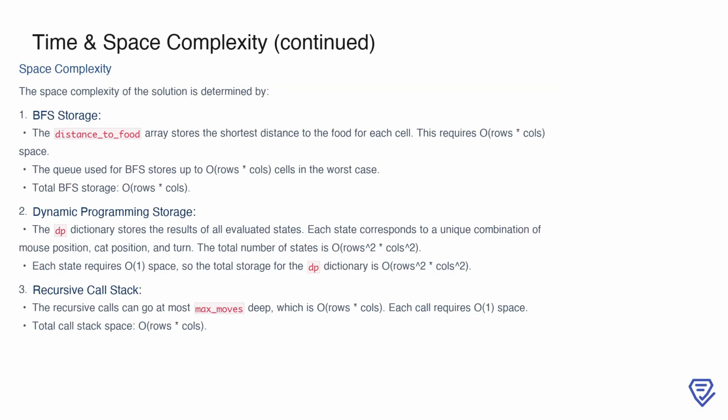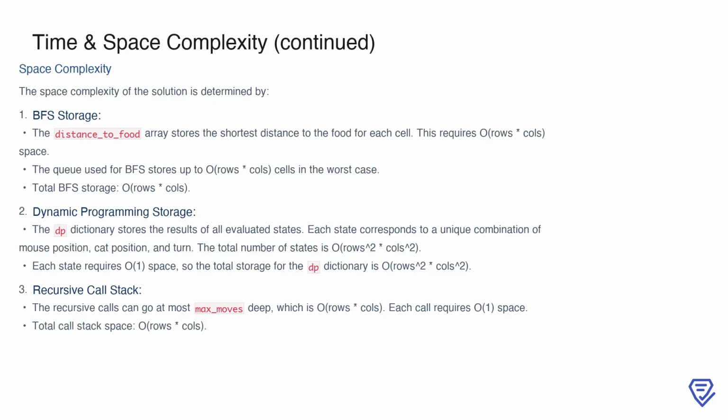Now let's consider the space complexity of the solution. There are 3 main components to account for. First, the BFS storage uses an array, distance_to_food, to store the shortest distance to the food for each cell, which takes up O(rows * cols) space. Additionally, the BFS queue can store up to O(rows * cols) cells in the worst case, so the total space for BFS is O(rows * cols).